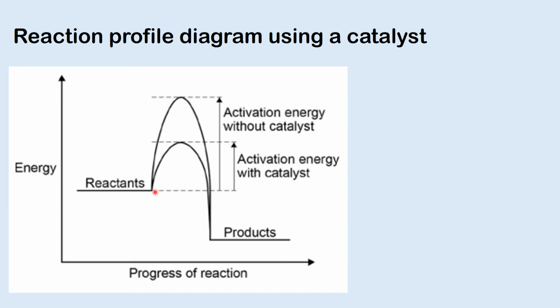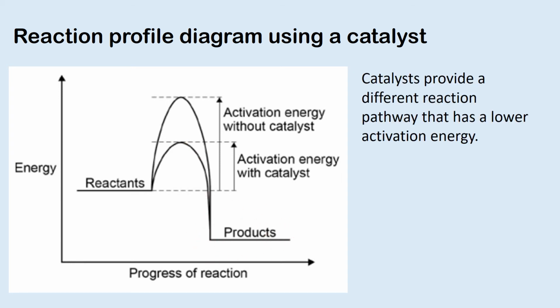So what that essentially means is that a greater number of particles would therefore have sufficient energy for a successful collision, therefore the total number of particles forming the products would be larger, so the rate would increase. There you go, formally, catalysts provide a different or alternative reaction pathway that has a lower activation energy.